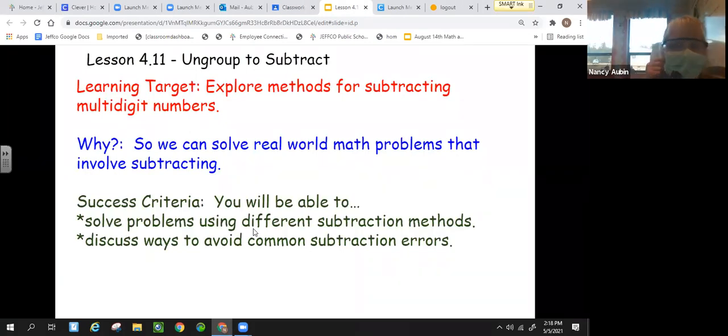When you think about money and you have money and then you spend money and it goes away, right? We're all very giving people. We have things, we get rid of things, we have things left over. That is subtraction. You're gonna be able to solve problems using different subtraction methods today. We're gonna discuss ways to avoid common subtraction errors.